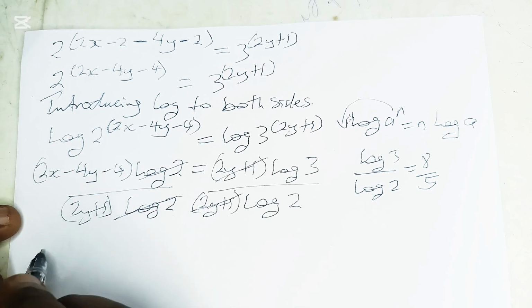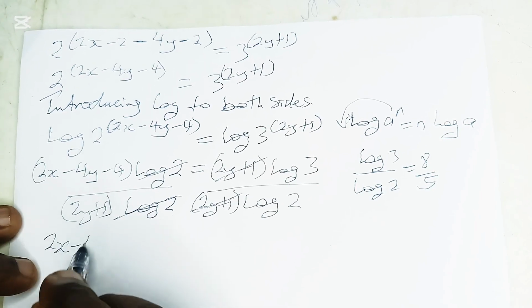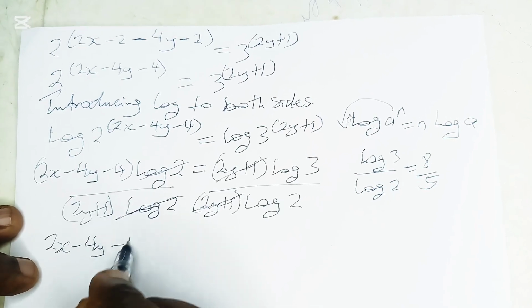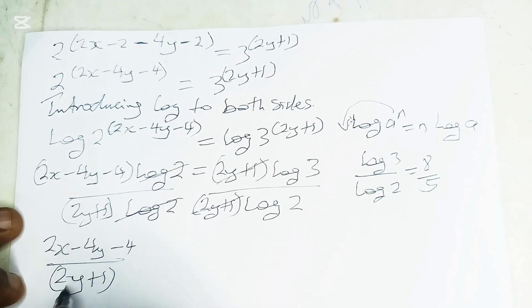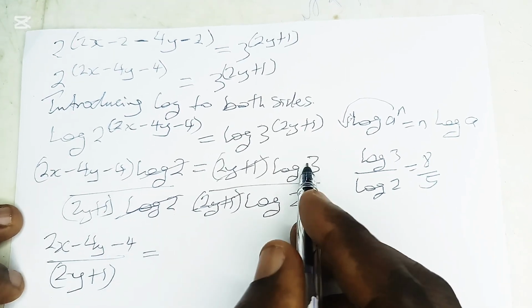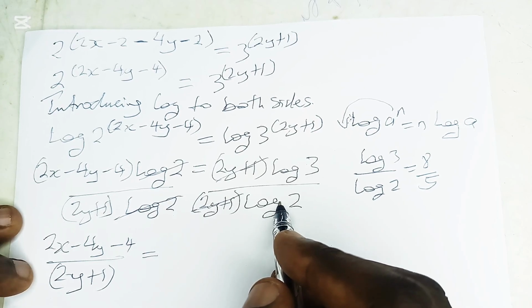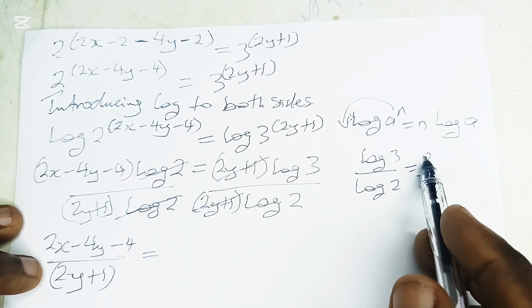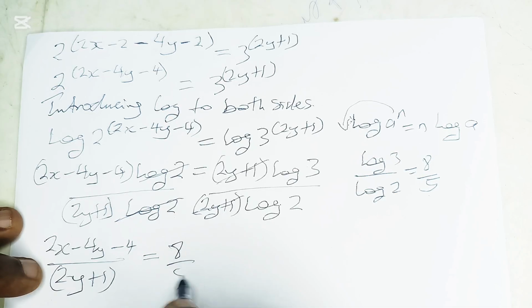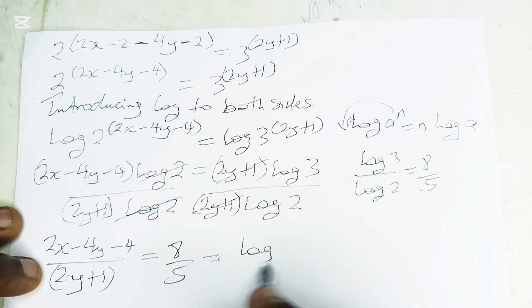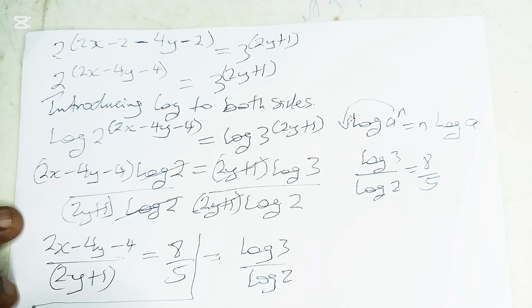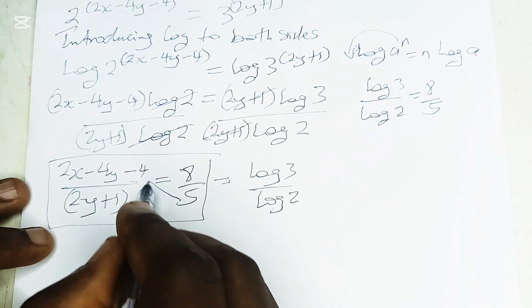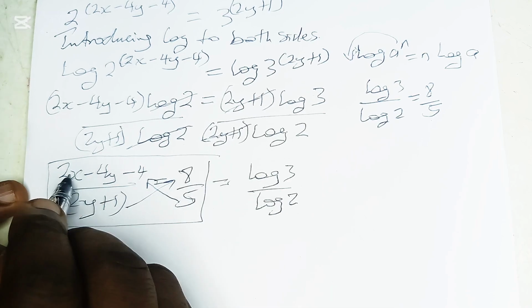So we have 2x minus 4y minus 4 divided by 2y plus 1 is equal to log 3 over log 2, which means it is 8 over 5. So we say 8 over 5, which is the same thing as log 3 over log 2. So we have this equation to solve. So what do we now do? Cross multiplication. 5 comes here.